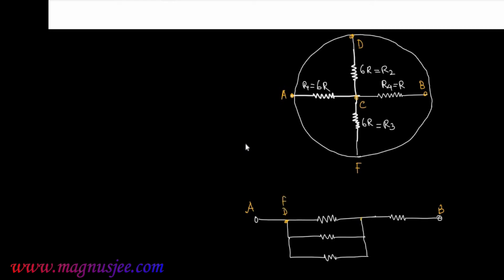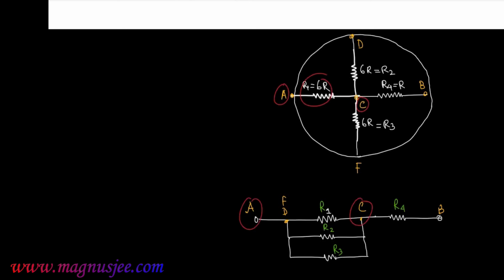Now we can denote different points, that is F, D and C. These are the points F and D and C, and we can connect R4 between the 2 points C and B. And these are the 3 resistances which are connected between the 2 points D and C, or F and C, or A and C: R1, R2 and R3. First 3 resistances are connected between the 2 points A and C.